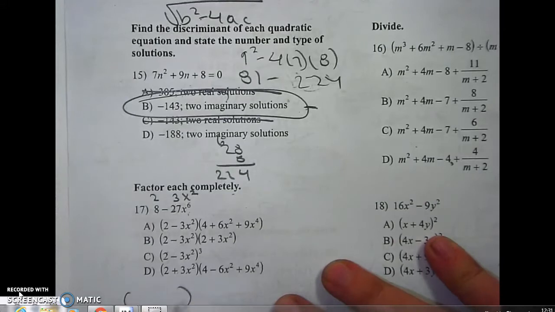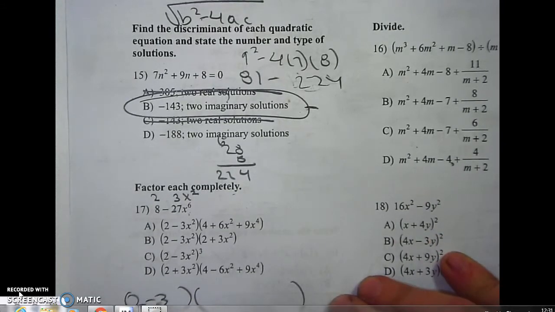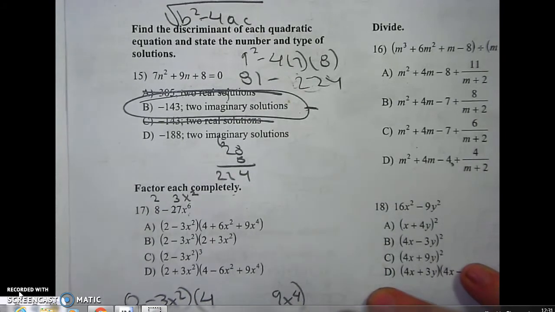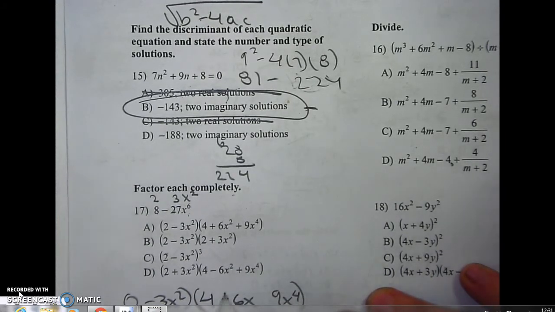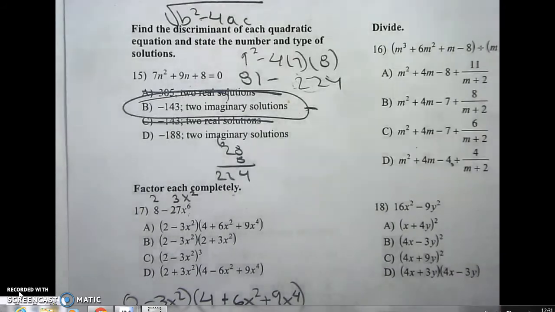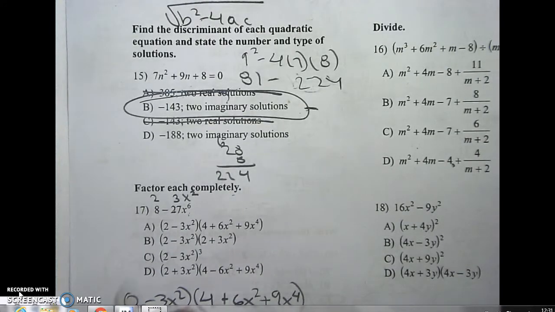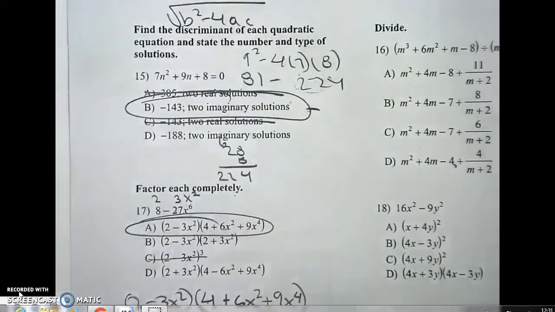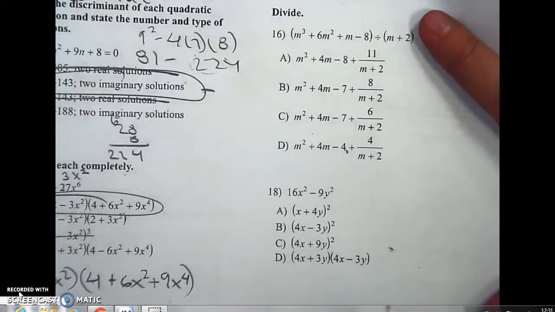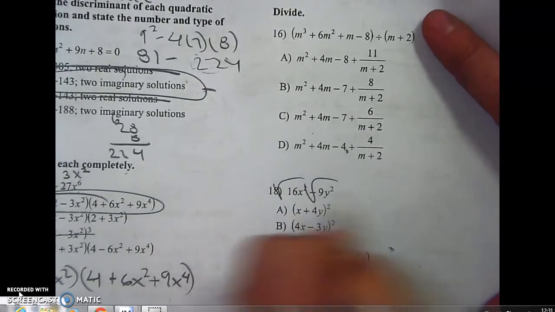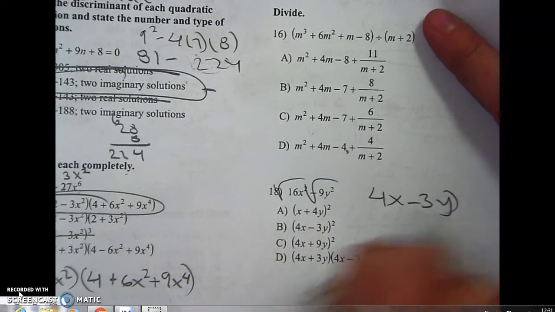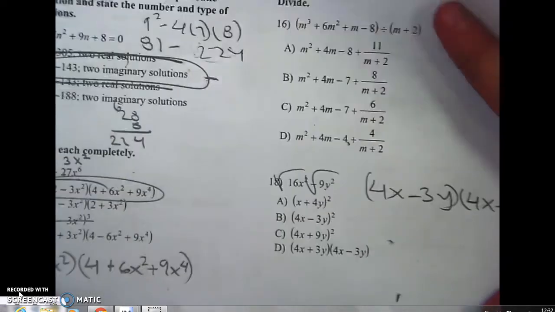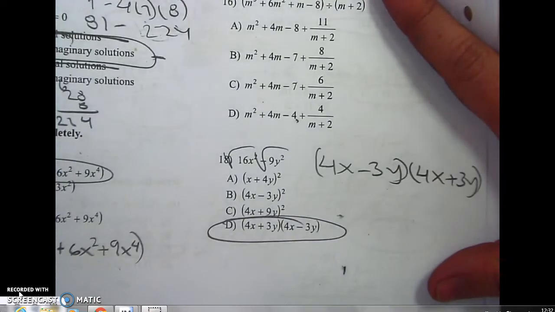So now I know little parenthesis, big parenthesis. Square the first guy. Square the last guy. Take these, put them together, multiply by 2. And let's see, 2 minus 3x squared. We know that's not it. 4 plus 6. There we go. A. All right, let's move over to number 18 because I have space. Square root, square root. That's 4x minus 3y, 4x plus 3y. Okay, and that lends itself to D.